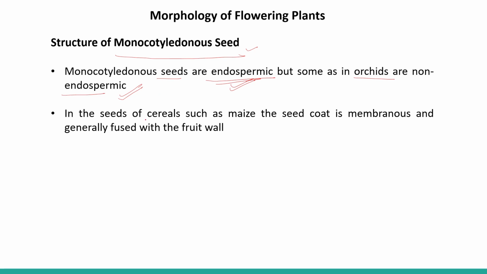So in the seeds of cereals such as maize, the seed coat is membranous. It's not as hard as we have seen in the case of dicot. The seed coat in dicots has testa, the outer one, and tegmen, the inner one. Two layers are there. But in the case of monocotyledons, the seed coat is very thin, that is membranous, and generally fused with the fruit wall. But in the case of dicot, it is not fused with the fruit wall.